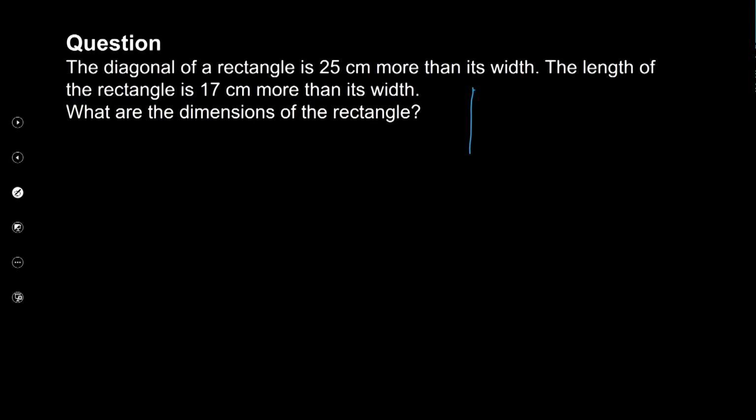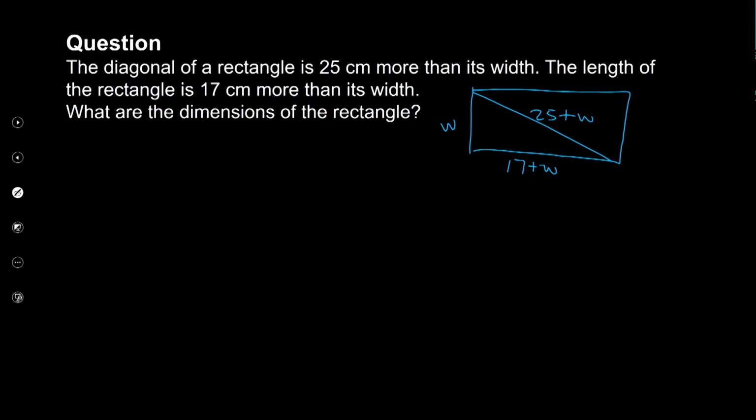Now, if I draw my diagram quickly of this, I will have that there. They're saying the diagonal of this is 25 more than its width. The length is 17 more than its width. So the length will be this one, which is 17 plus the width, and this will be 25 plus the width, and this will be the width. You see? And then from there, what do we want? We want the dimensions of this.